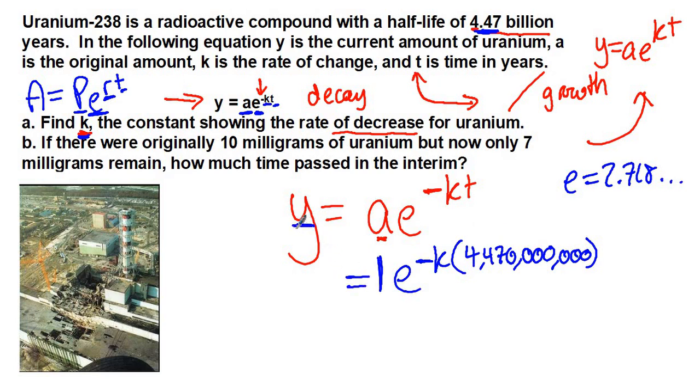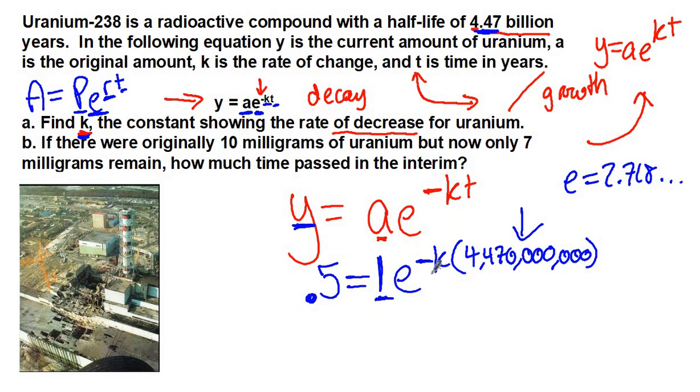And then remember, y is the current, or in this case the final amount. Well, we started with 100%, and this number tells us the half-life. It tells us how much time passes before it gets cut in half. So that means the final amount will be 0.5. It will be half of what we started with. So we basically have to solve this equation for k.